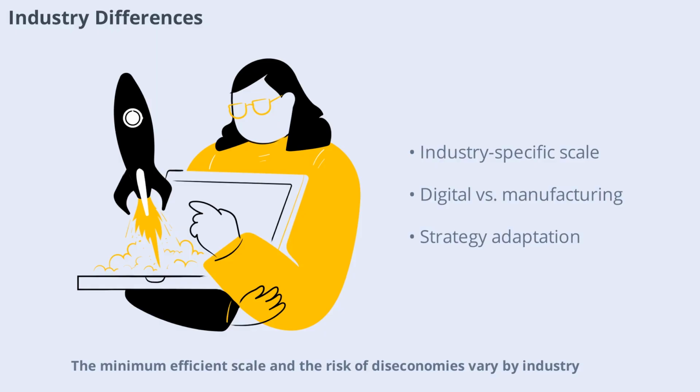Minimum efficient scale and the risk of diseconomies vary by industry. For example, technology firms may achieve scale quickly due to digital platforms, while heavy manufacturing requires massive investment. Understanding these differences helps businesses tailor their strategies to their specific market conditions.